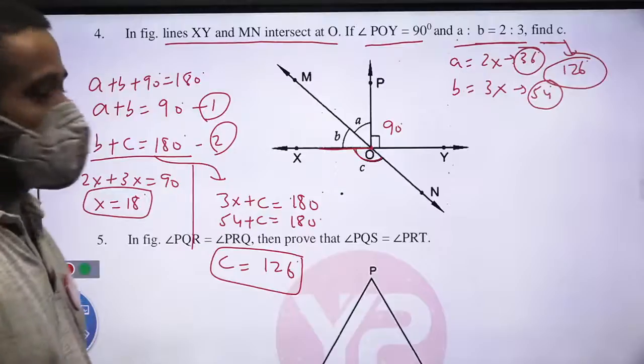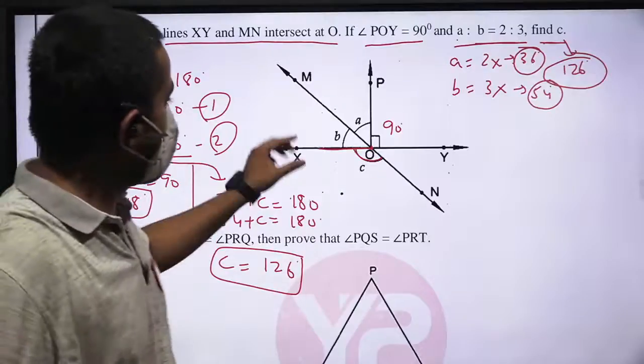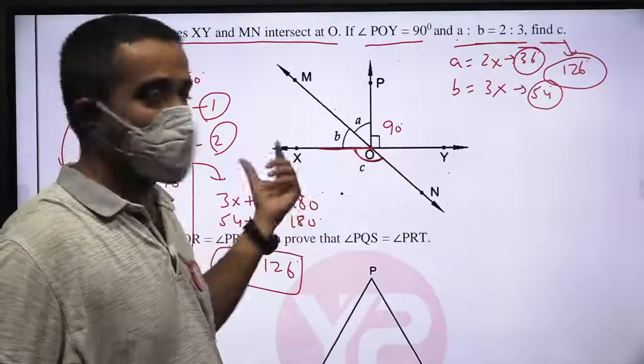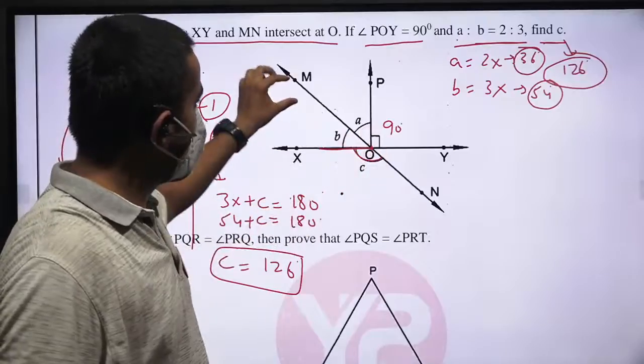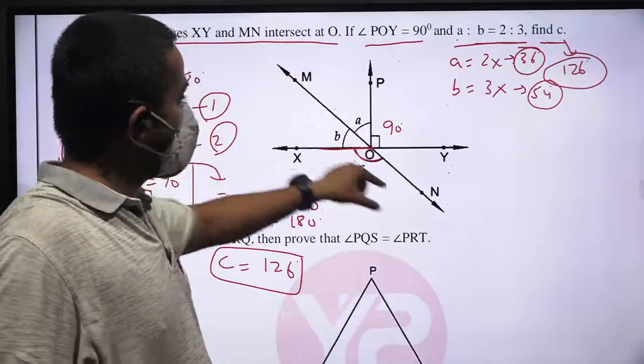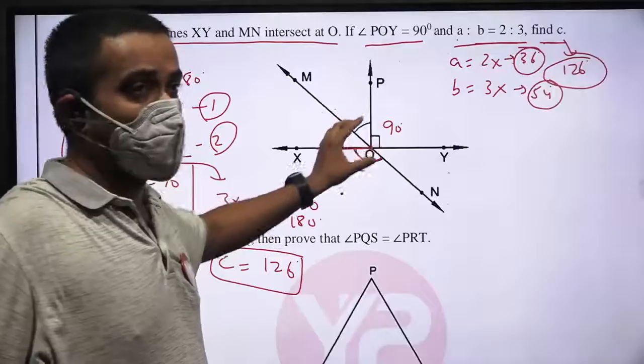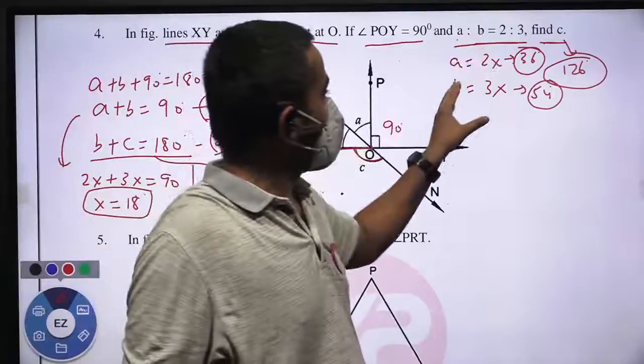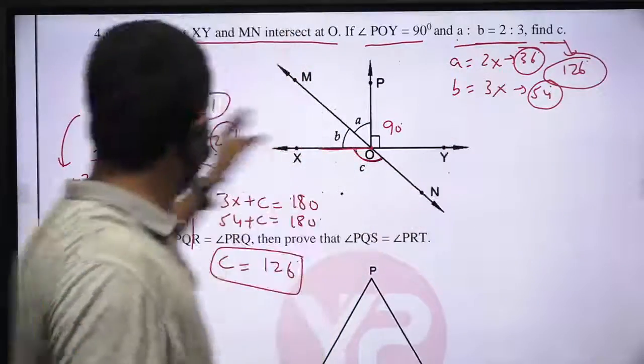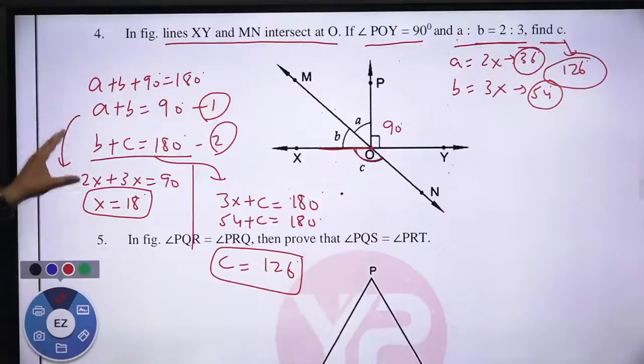So I think you must be clear with this question, friends. I did nothing else, I formed a linear pair on the XY line, A plus B plus 90. Similarly I have done it for the MN line, B plus C is 180. So A is 2x I have taken and B is 3x. So I am having two equations now, so I can solve this question like this.